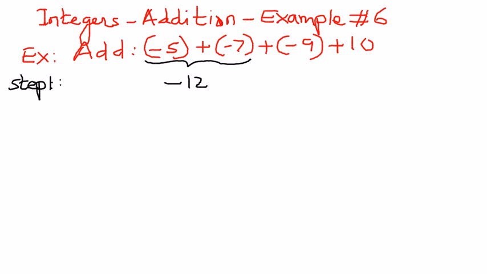We're going to find the absolute value of -5, which is 5 units, absolute value of -7, which is 7 units. 5 plus 7 is going to be equal to 12, and we put the negative sign in front of it because both the numbers are negative numbers. And then we're going to continue the process with -5 plus -7 is -12.